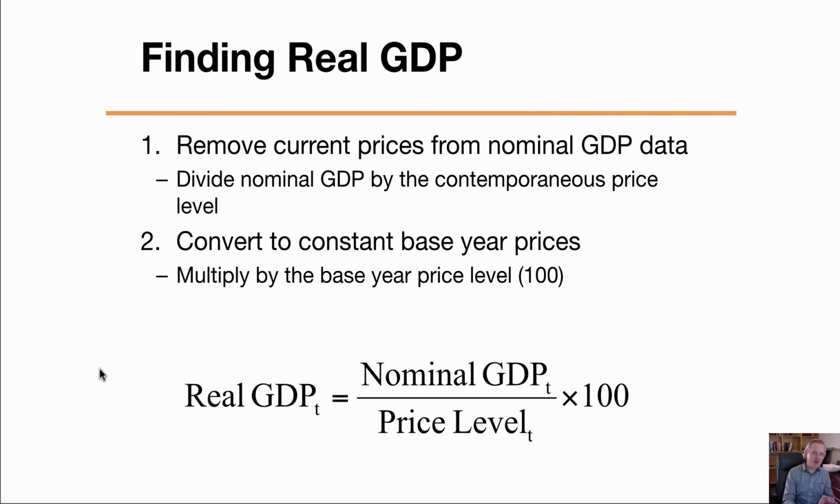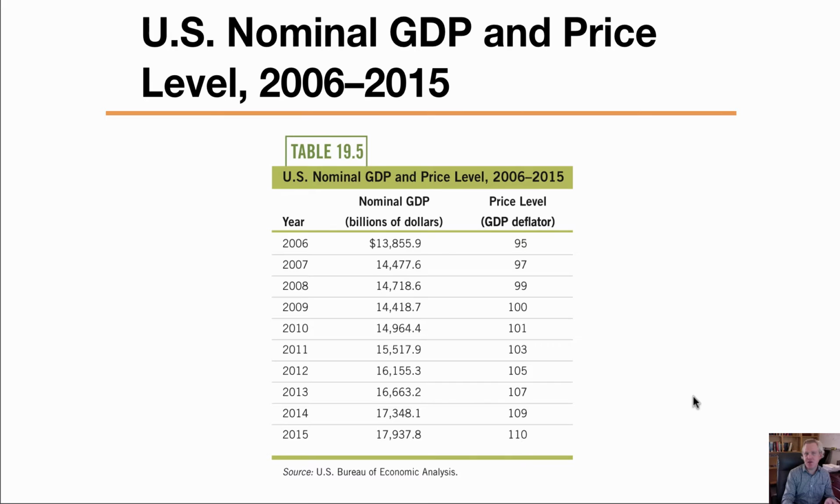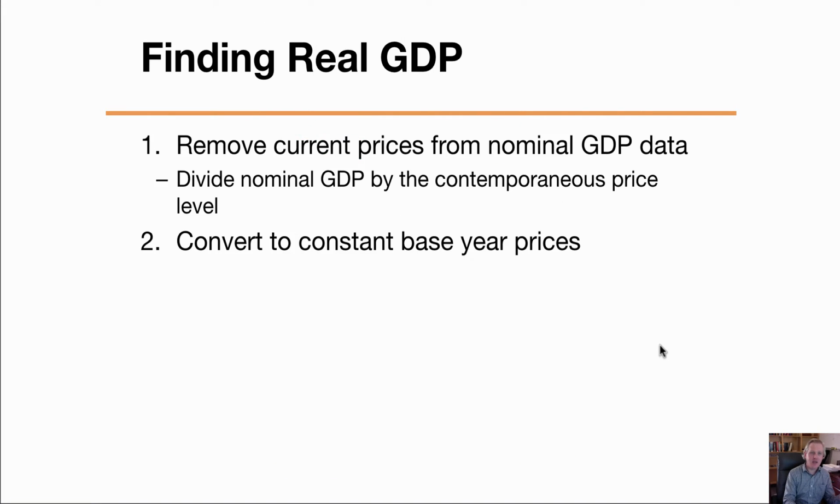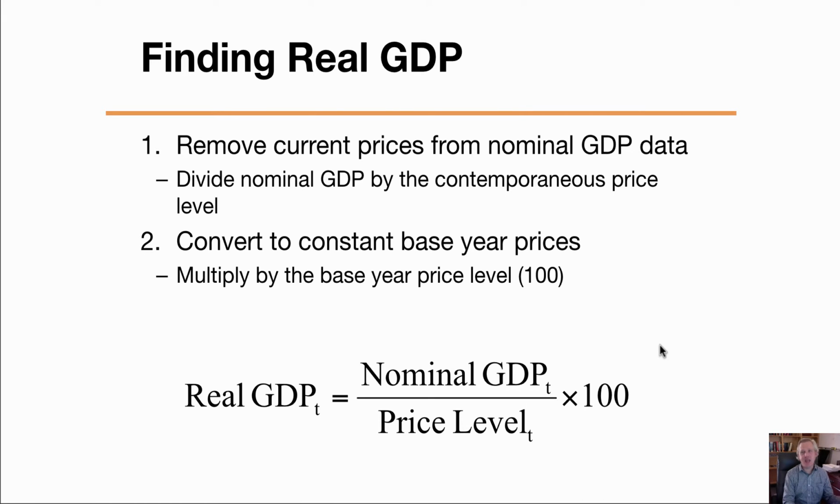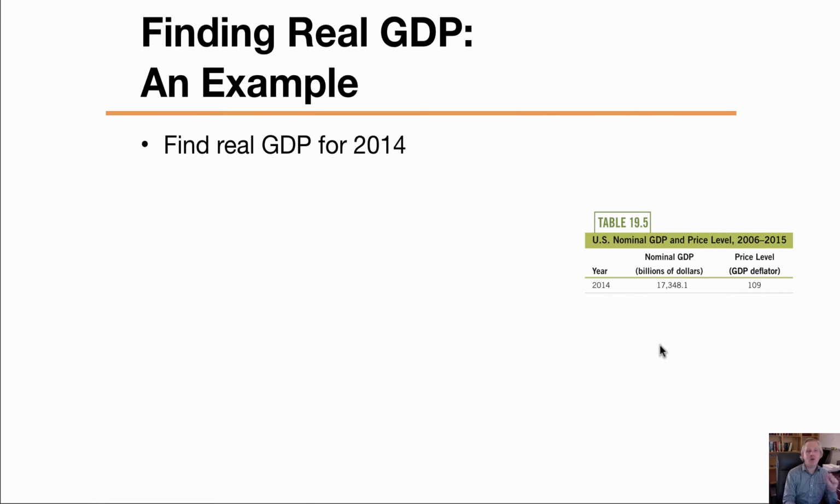So let me just give you an example of the formula here. Real GDP is the nominal GDP divided by the price level times 100. And that price level is given to you here in this chart. It's also known as the GDP deflator. So let's do an example of what that looks like, just so we can have a concrete example. We're going to find real GDP for 2014. And here I've put an abbreviated version of table 19.5. I've just pulled out that row for 2014, so we don't have all that extraneous information.